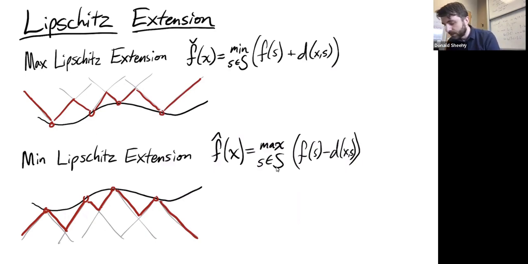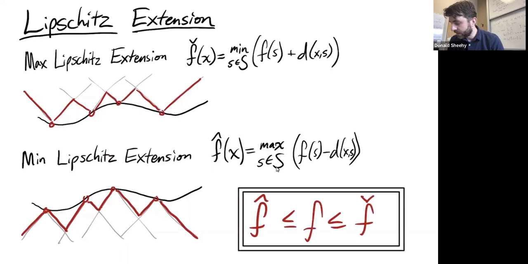So this gives me two different ways of extending the function I had at the sample to the whole space. Because of the way we constructed it, it should be clear that the minimum extension is less than every Lipschitz function that agrees with the data, which is less than or equal to the maximum Lipschitz extension. So I have this ordering, and then we're just going to put it to work.